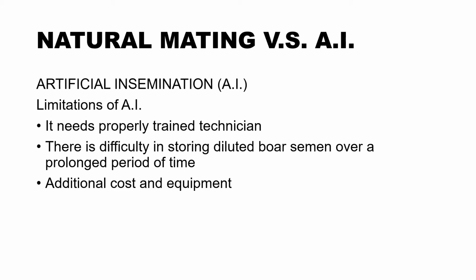Then, another disadvantage or limitation is that additional cost and equipment. Kasi nga, artificial insemination, you need an AI gun, you need parang yung paglalagyan ng semen, you need yung semen mismo, so additional cost and equipment, lahat ito.